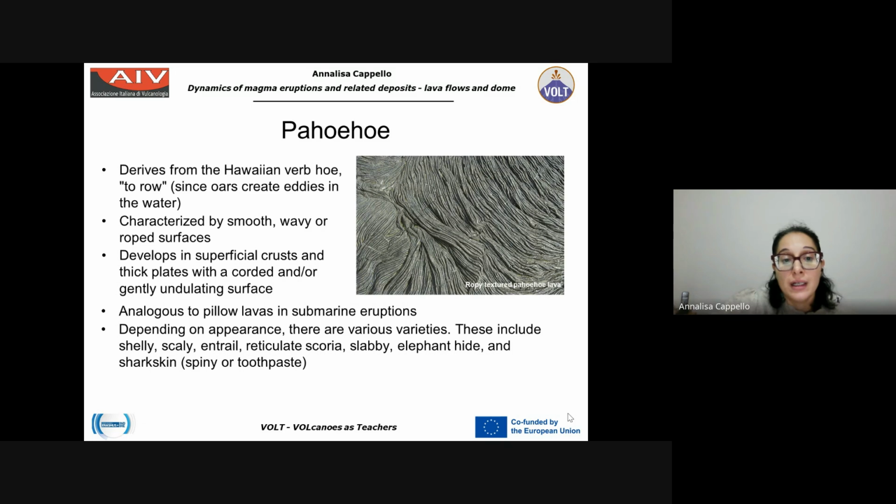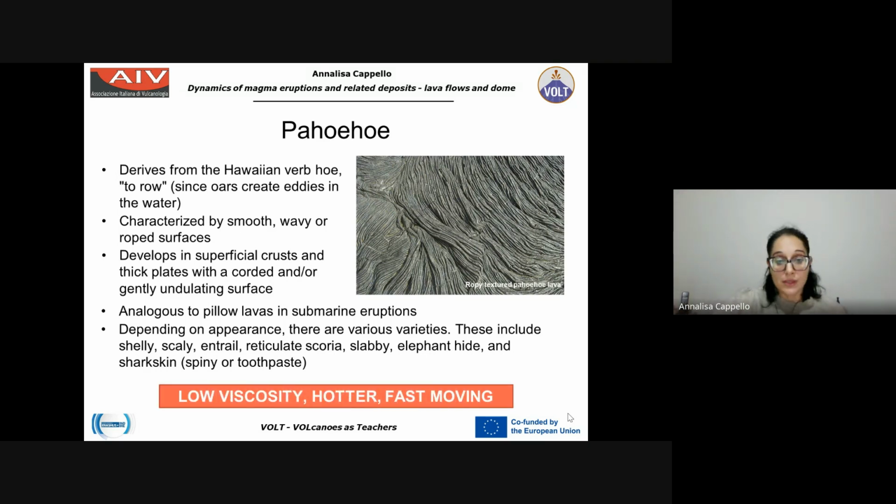Pahoehoe lavas, we'll see, are the analogues of pillow lavas in submarine eruptions, and depending on the appearance, they can be classified in different types, which are, for example, shelly, scaly, entrail, reticulous, and so on. So the main characteristics are low viscosity, hot temperature, and fast-moving lavas.